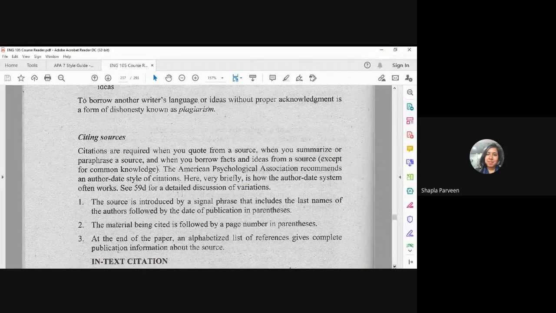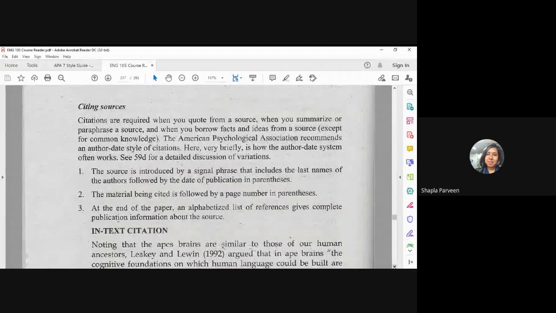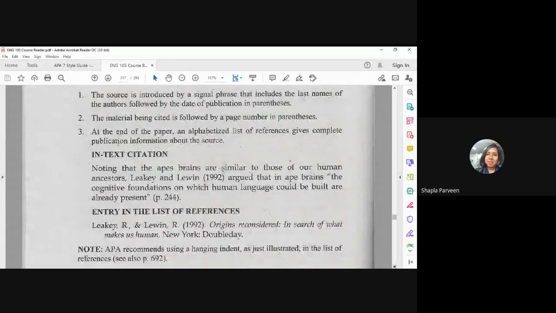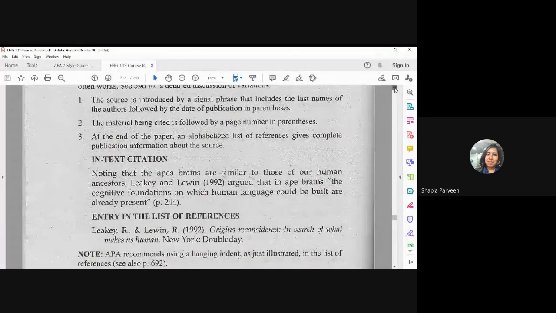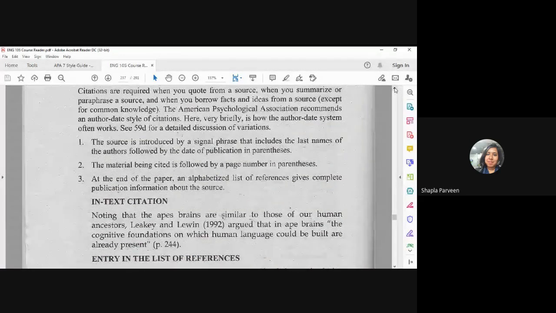Okay, so here is some more information. Just as I said, in-text citation and reference list. So just to give you an idea about what an in-text citation and reference list is, this short example has been given here and we will go into details later.